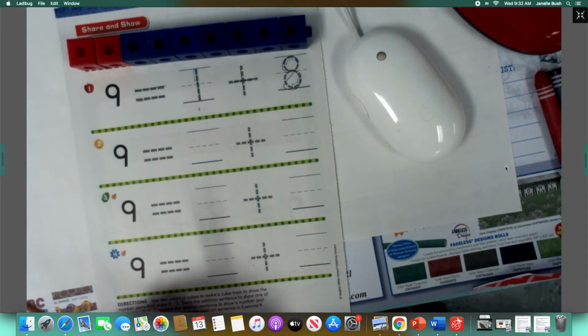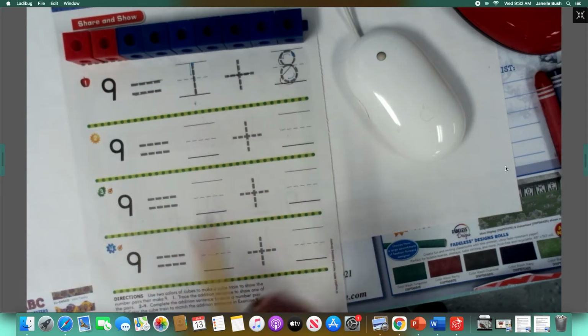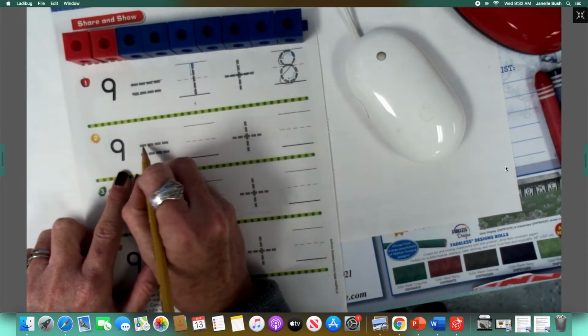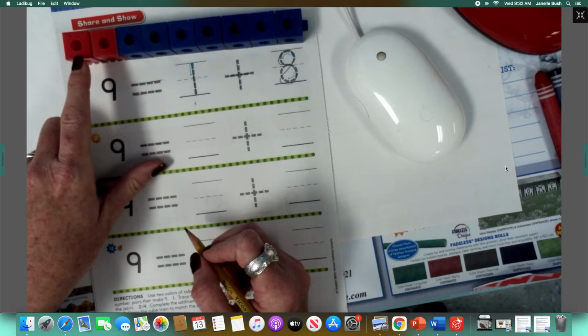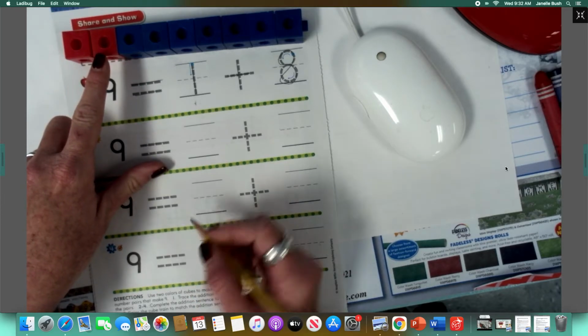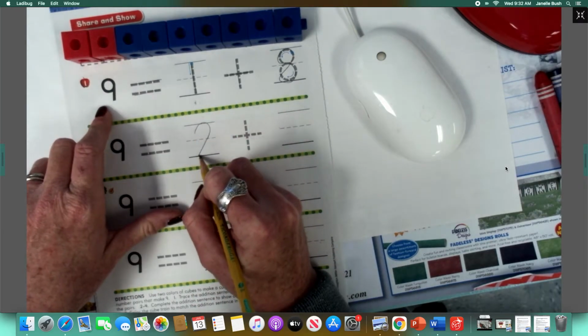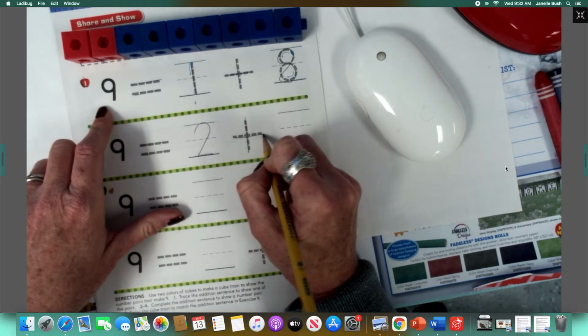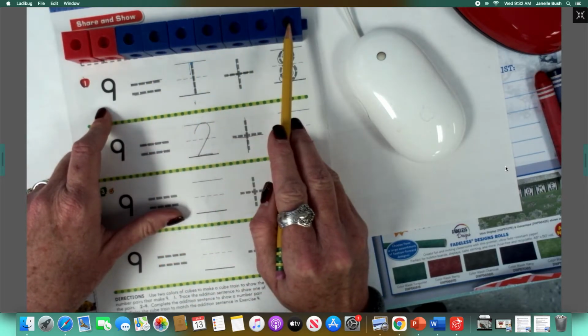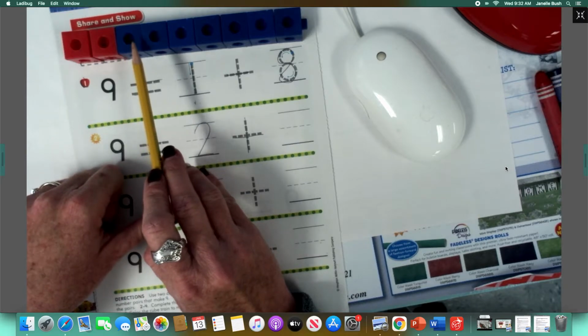Okay, so now we're going to write our addition problem, okay? So we've got 9, trace your equals. How many red cubes do we have? Yes, 2. So in the first blank, you're going to write 2, trace your plus. Now we're going to count the blue cubes. Count with me, ready, set, go.